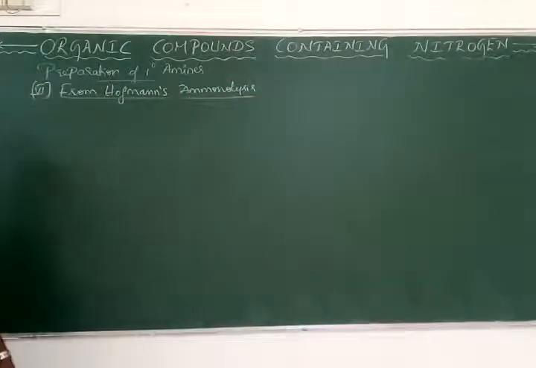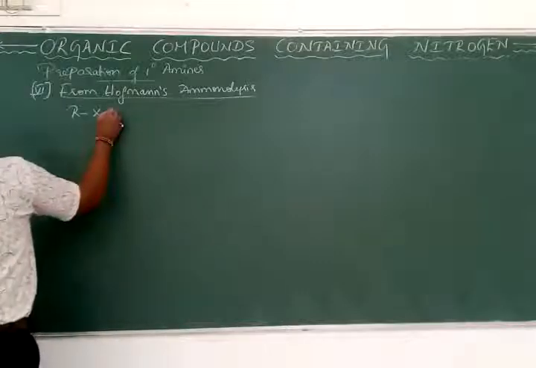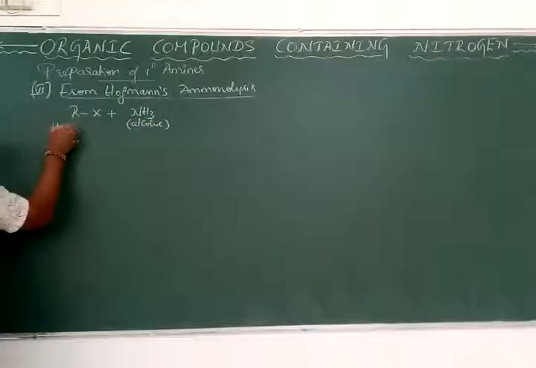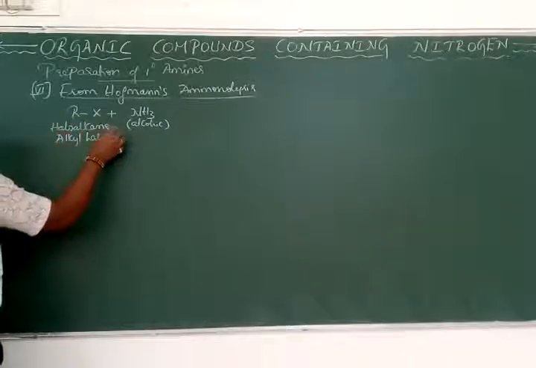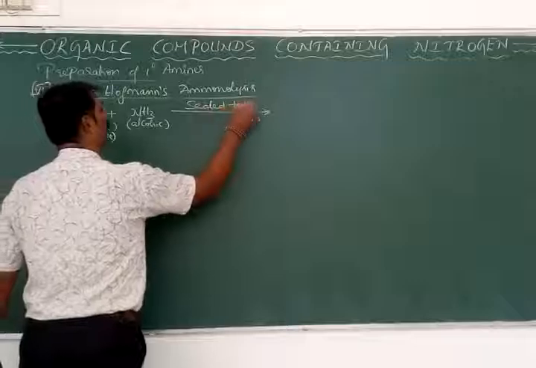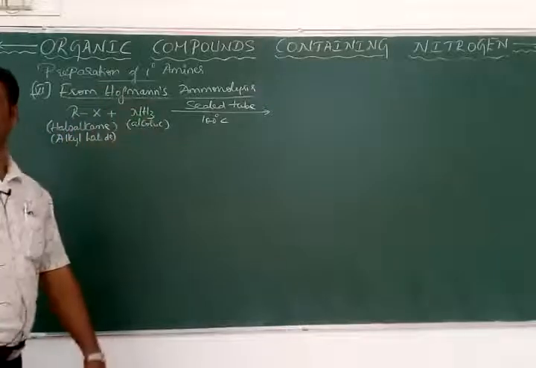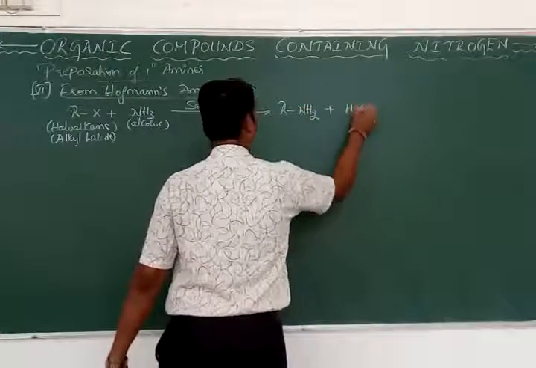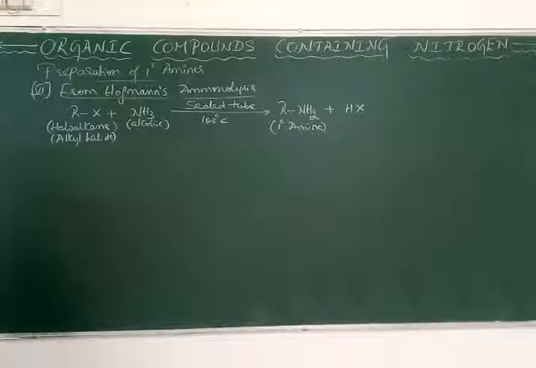As we have studied in the haloalkanes chapter, when haloalkanes RX are made to react with alcoholic ammonia, haloalkane is also called alkyl halide, in a sealed tube at around 100 degrees Celsius, it's the best example for a nucleophilic substitution reaction where H is replaced by NH2 and then it is removed in the form of HX. This is called primary amines.